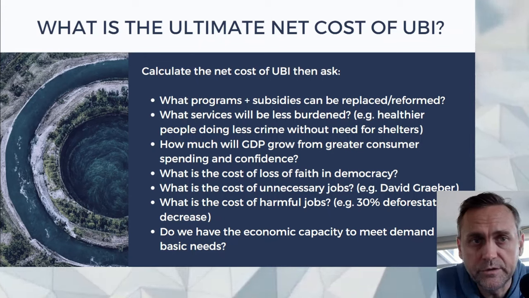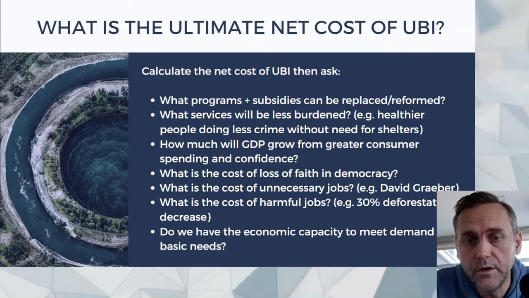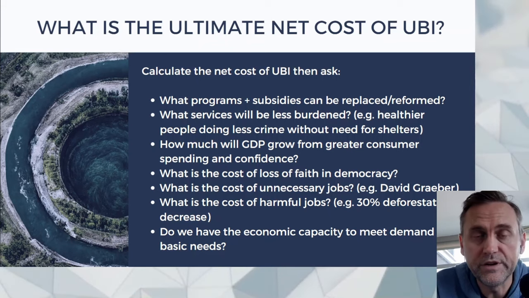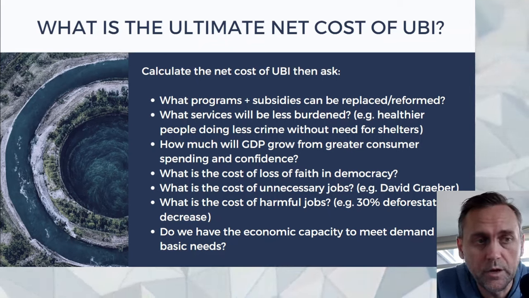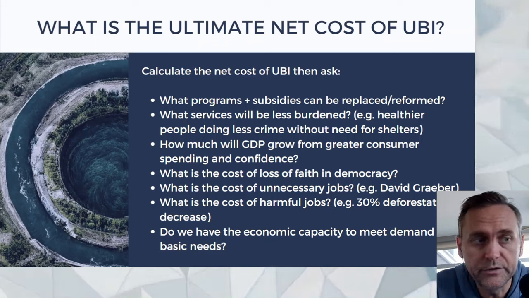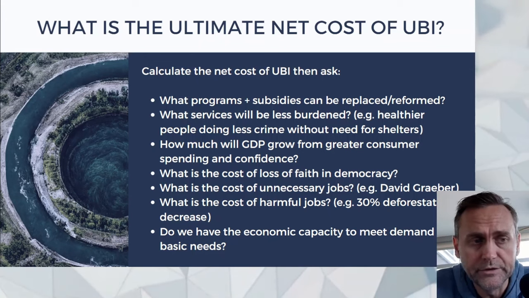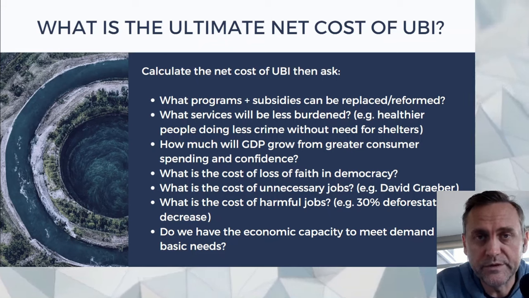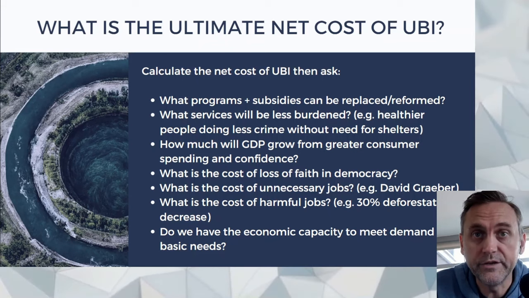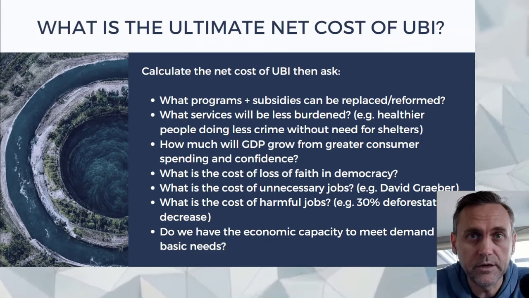And another thing to consider when it comes to the net cost of UBI is, do we actually have the economic capacity to meet demand for basic needs? This kind of gets at the reality of money itself, where government is able to, as a currency issuer, just spend the money, and taxes are then used to pull that money out of the money supply. And so the order of events is actually government spending first, which creates the money, and then taxes help manage inflation. And inflation is something that is observed when demand exceeds supply.